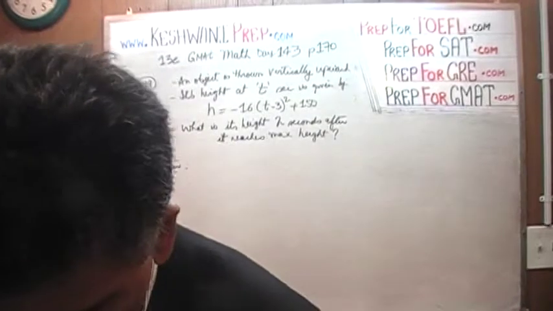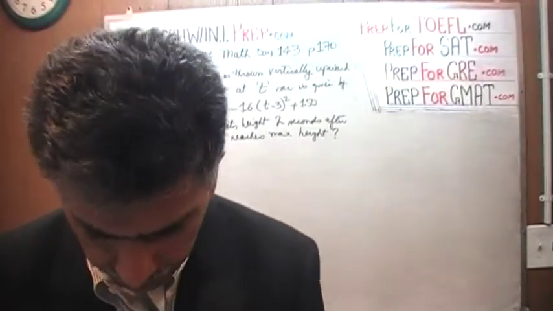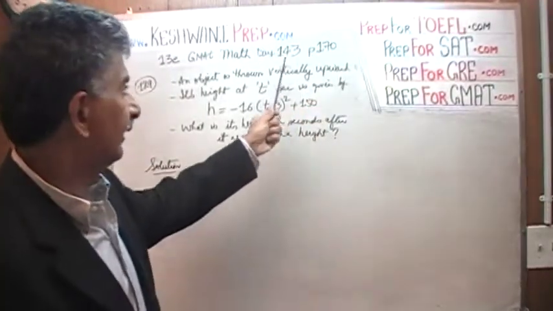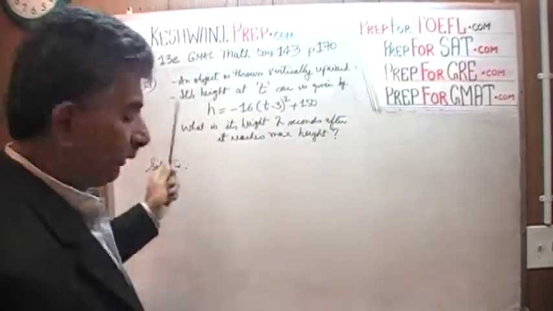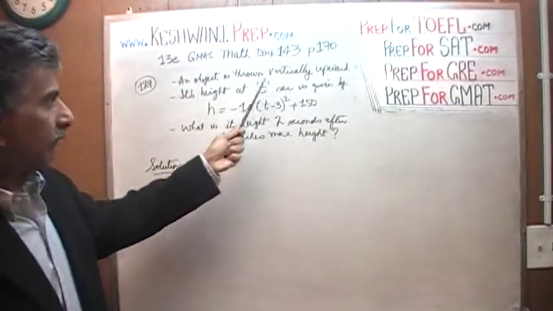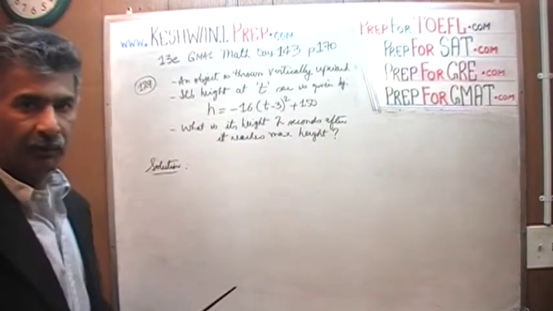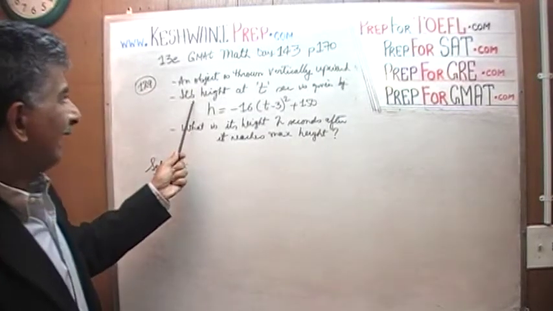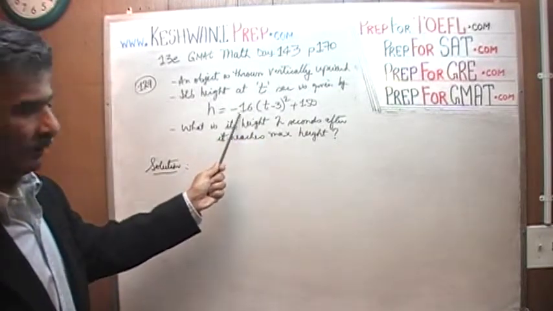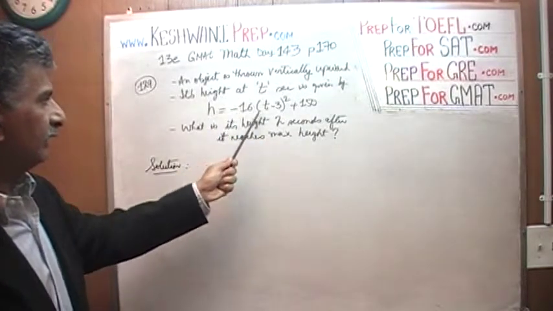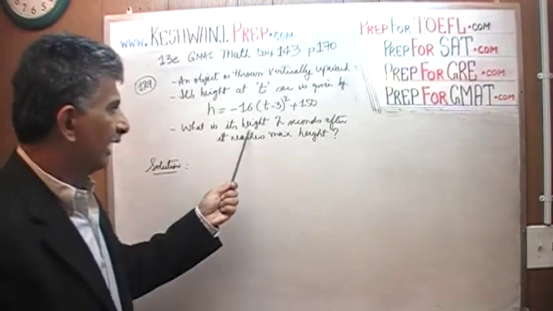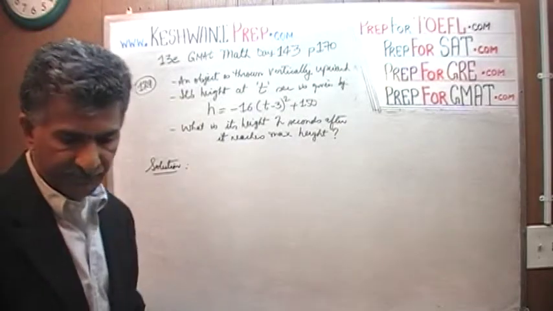The problem that we are about to solve is the one that you will find on page number 170. Page 170, today is our lesson number 143. Problem number 129 is what we're going to solve. It says an object is thrown vertically upward. We're throwing something upward, vertically upward. Its height at t seconds is given by this equation right here. Height equals -16 times (t minus 3) squared plus 150. The question simply is, what is this height 2 seconds after it reaches the maximum height?